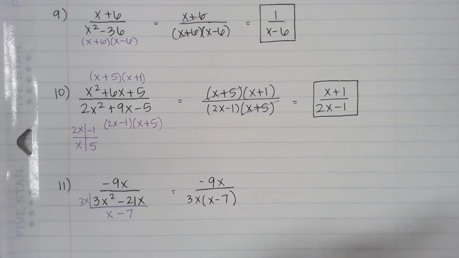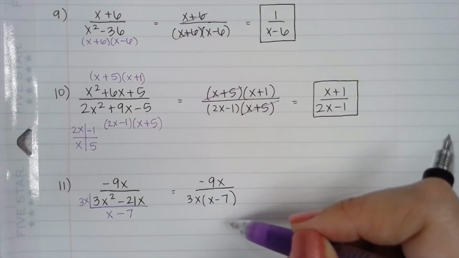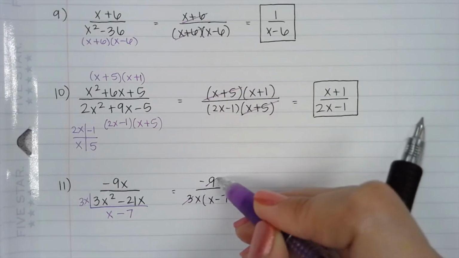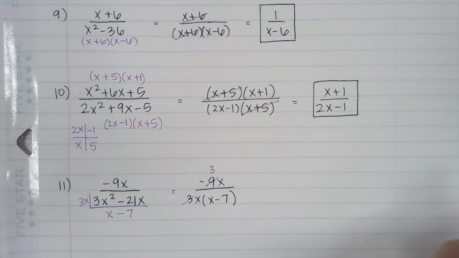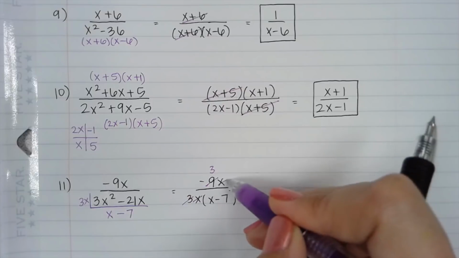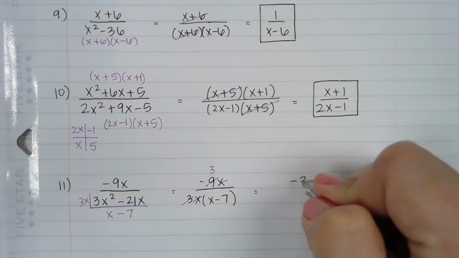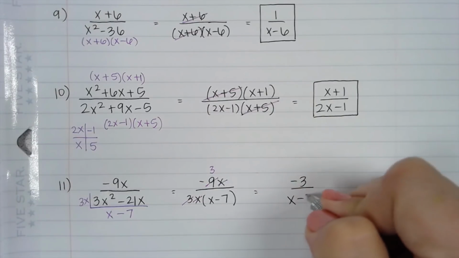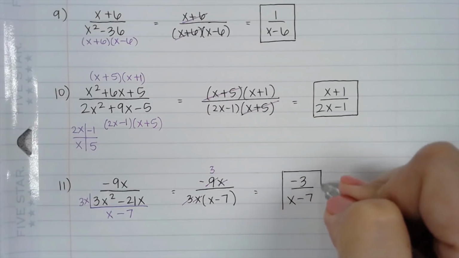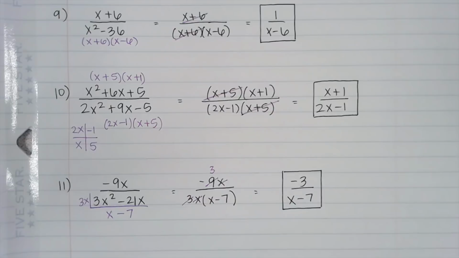So in this problem, I can't cross out the x minus 7 with anything, but the 3 and the 9 can simplify. The x and the x can simplify. And so when I'm done simplifying on this one, I have a negative 3 in the top and I have an x minus 7 in the bottom. And so that would give me my fully simplified answer for this one.